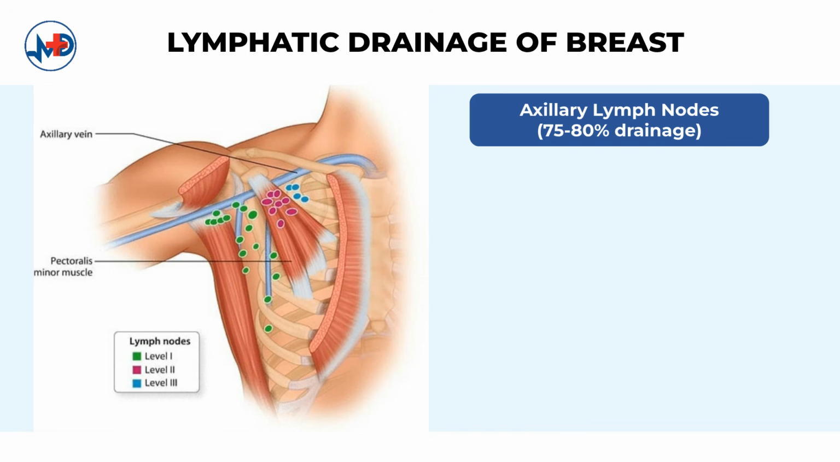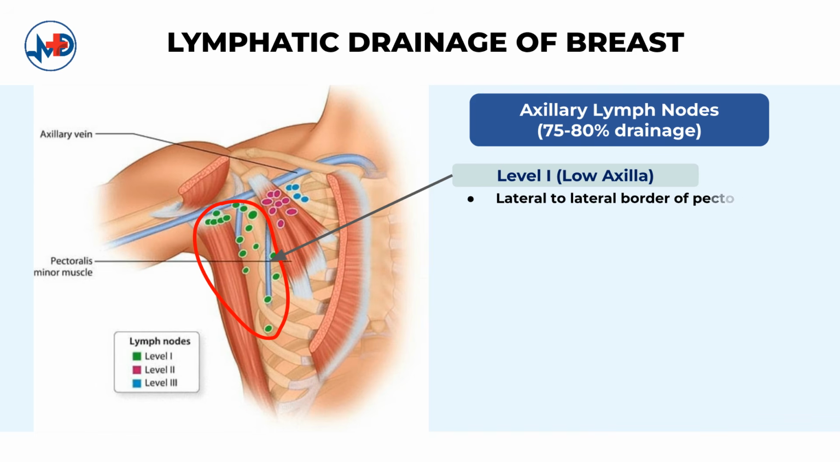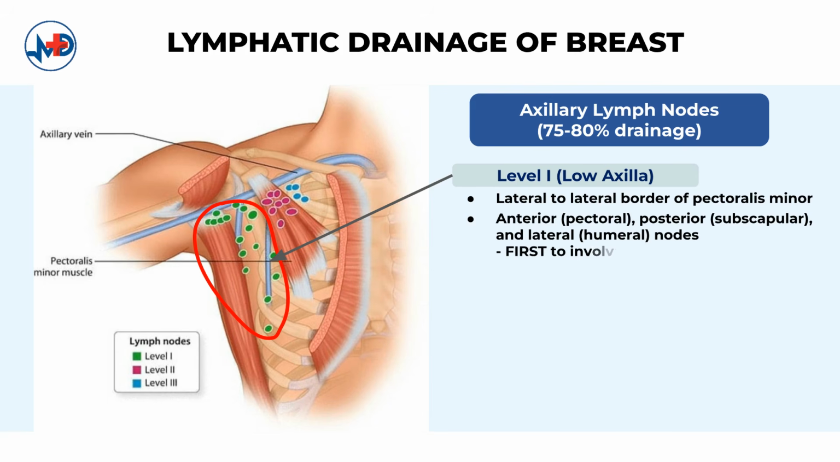These nodes are surgically and anatomically divided into 3 levels, based on their relationship to the pectoralis minor muscle. First, level 1, low axilla. These nodes are located lateral to the lateral border of the pectoralis minor muscle. This group includes the anterior or pectoral, posterior or subscapular, and lateral or humeral nodes. These are often the first nodes to be involved in metastatic disease.